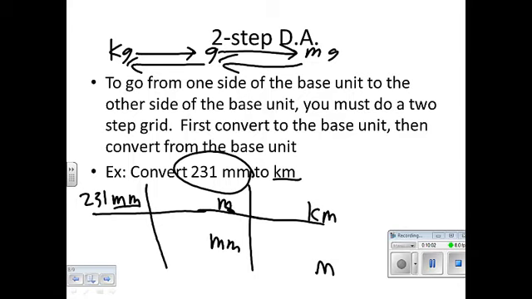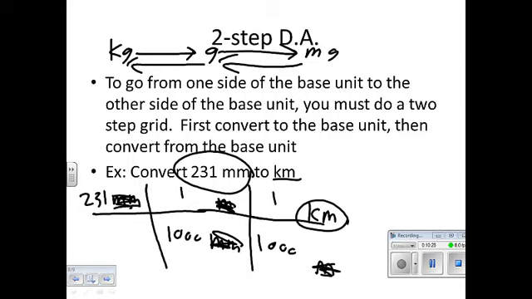So now you just put in your conversion factors. There are 1,000 millimeters for every 1 meter. And there are 1,000 meters for every 1 kilometer. And then you can cancel units out. Millimeters up here, cancel millimeters over here. Meters up here, cancel meters down there. You end up with kilometers as your unit. That's how this whole thing works.